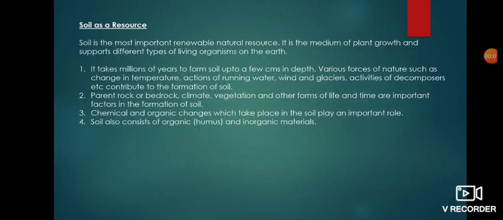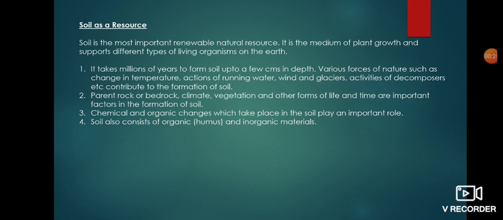Our next topic is soil as a resource. What is soil? Soil is a material found on the surface of the earth that is composed of organic and inorganic materials. Soil is the most important renewable natural resource. It is a medium of plant growth and supports different types of living organisms on the earth.